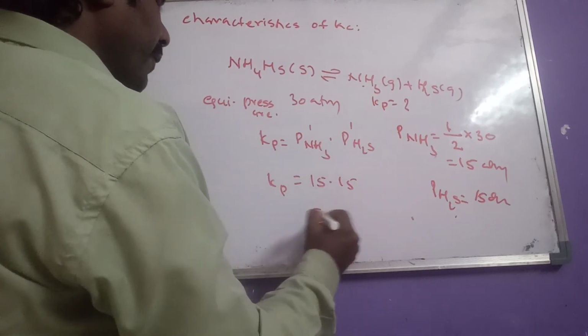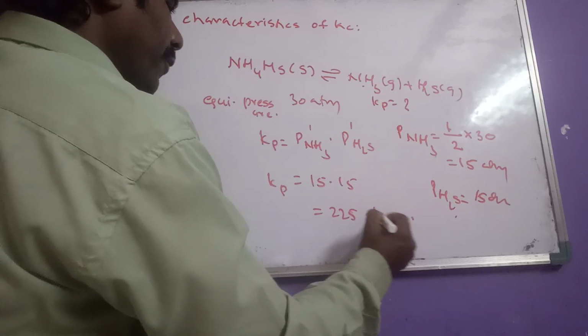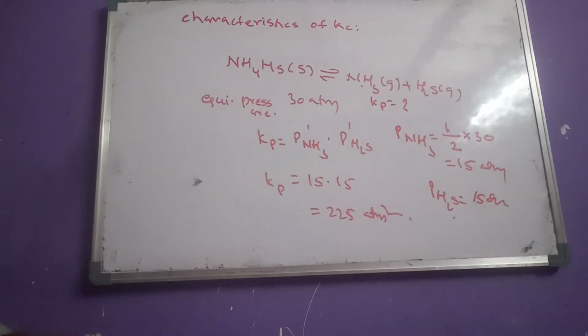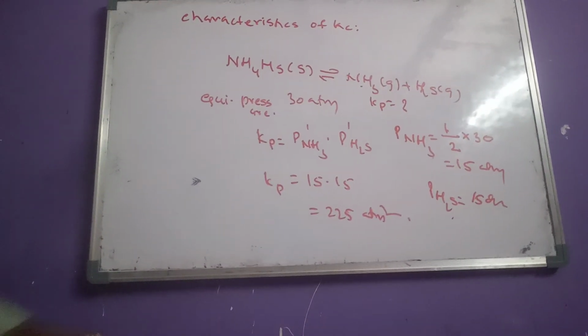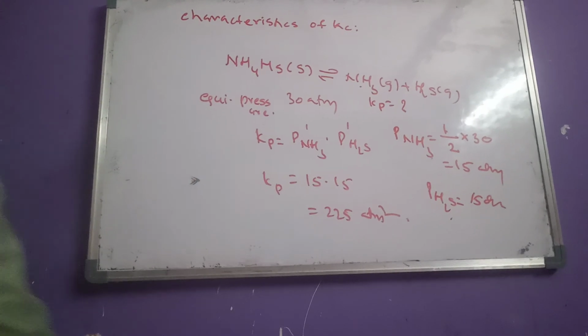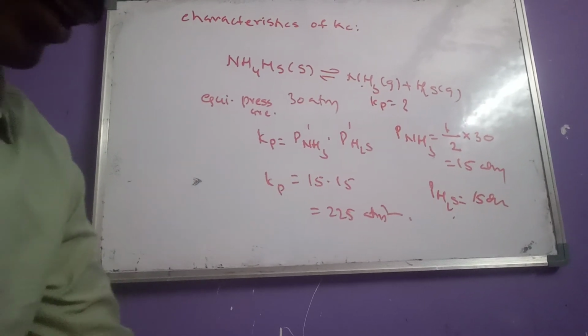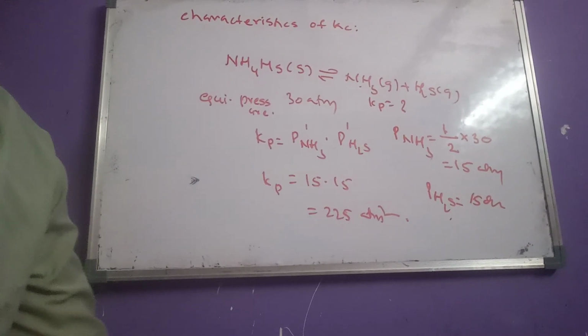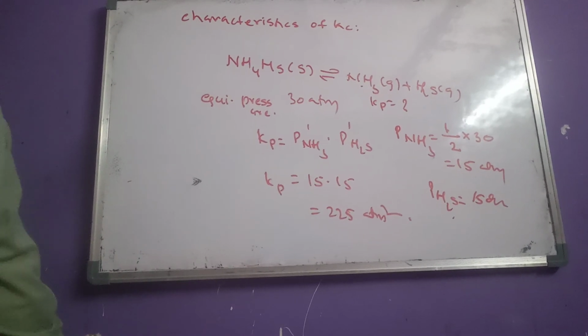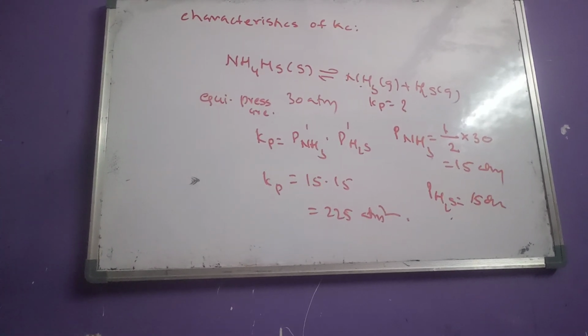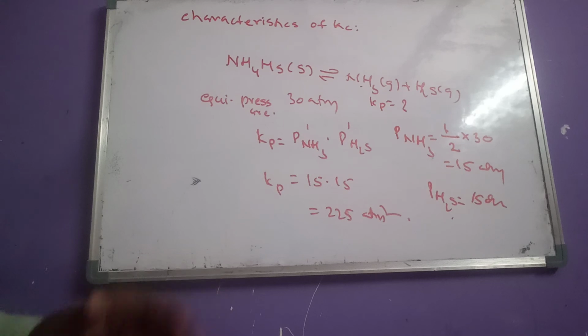Now what is the Kp value here? 15 into 15 means 225 atmosphere square. 225 atmosphere square. So like that we have to calculate Kp. So this is related to the law of mass action, writing Kc and Kp expressions, relation between Kp and Kc, and some problems based on Kp and Kc. Okay, bye.